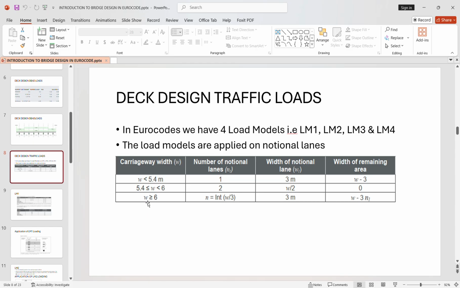For a carriageway width of greater than 6 meters, we shall calculate the number of notional lanes using this formula.